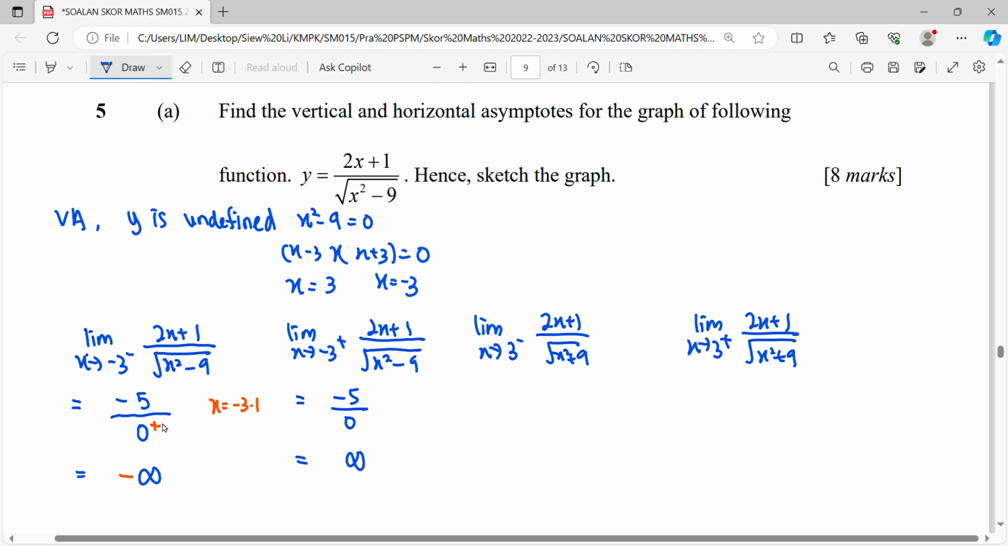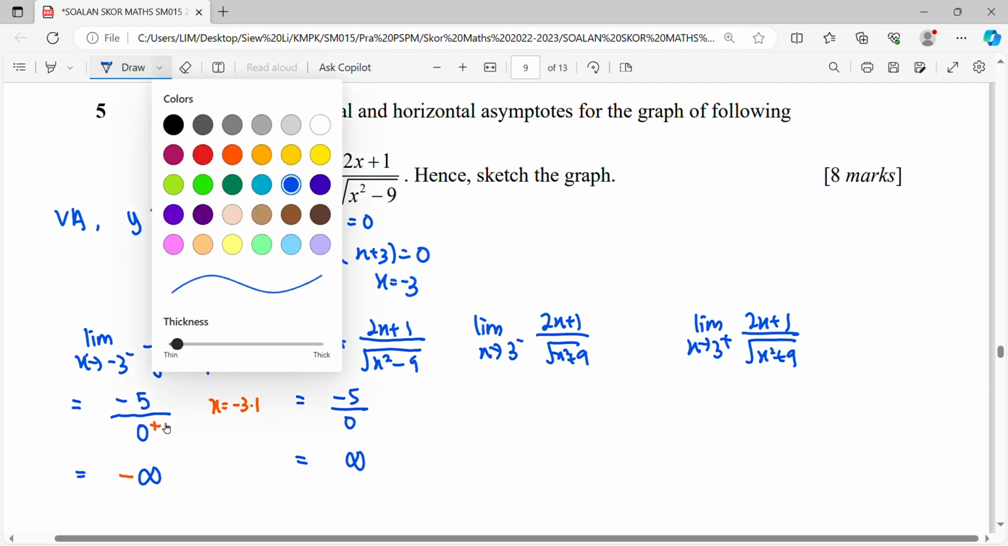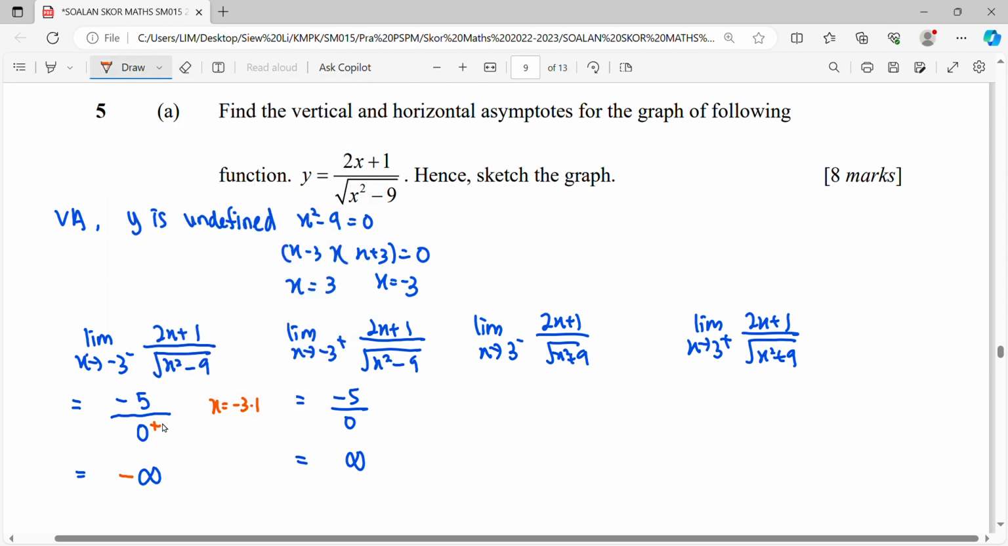When you want to test a value as x approaches negative 3 from the right hand side, you choose negative 2.9. You can notice that your calculator cannot compute because it is the square root of a negative. So therefore, this answer is actually undefined.